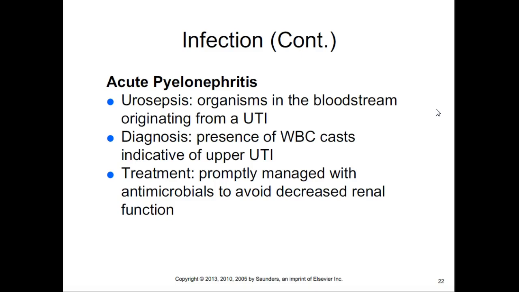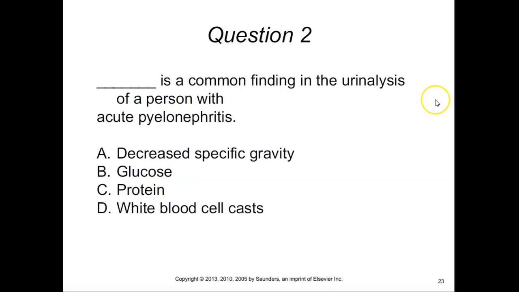It could be either a waxy or fatty type of remnant of the white blood cell. So that indicates an upper urinary tract infection. That means there were a lot of white blood cells in that area, and they were broken down by the fact that they had to go through the ureter, the bladder, and the urethra. So it must be promptly managed with antimicrobials to avoid any damage to the renal function.